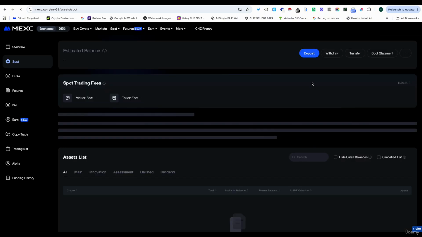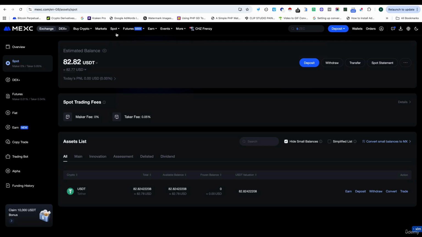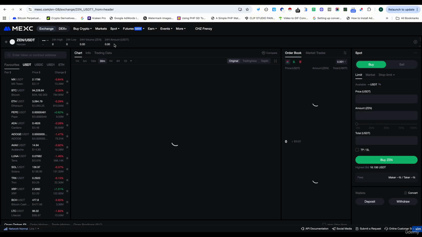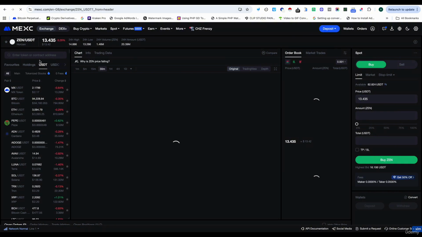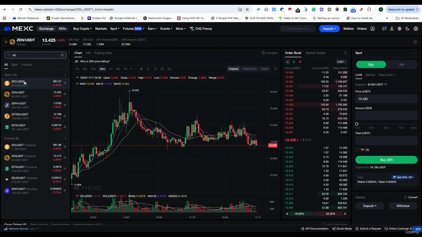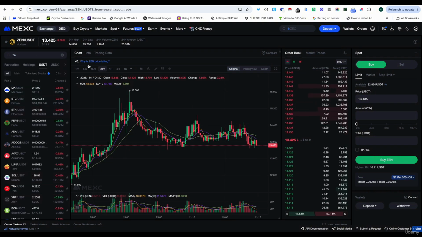First, open MEXC and go to your wallet. At the top of the screen, you will see a button called Spot. Click on Spot, and this will bring you to the spot trading section. Buying a coin in the spot market means you truly own the asset. So once you enter the spot trading page, search for the trading pair Zen/USDT. Before you continue, make sure you already have some USDT inside your spot wallet. Otherwise, you won't be able to buy anything.